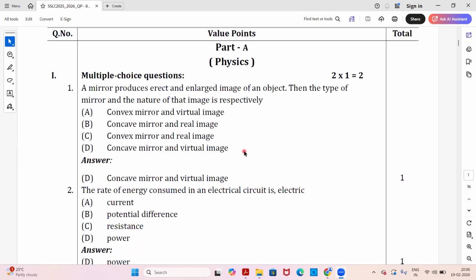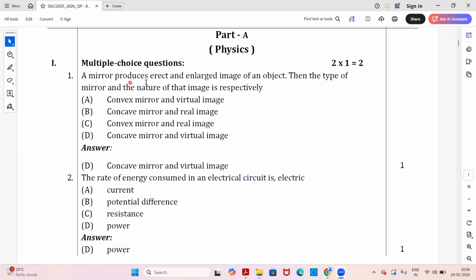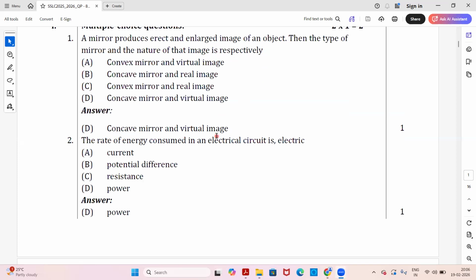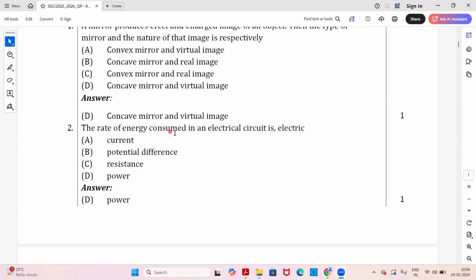You can see the question and answer displayed on the screen. So first question, a mirror produces erect and enlarged image of an object. Then the type of mirror and the nature of that image is respectively. Answer is option D, concave mirror and virtual image. Next, the rate of energy consumed in an electrical circuit is electric. Option D, power, electric power.